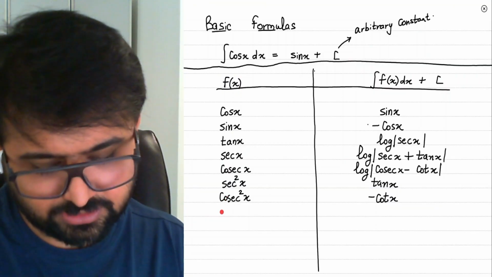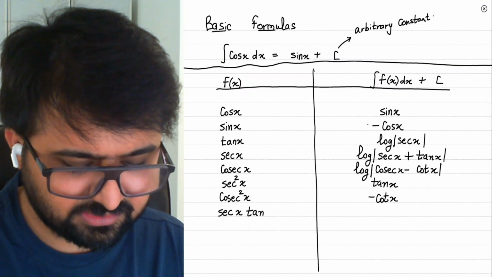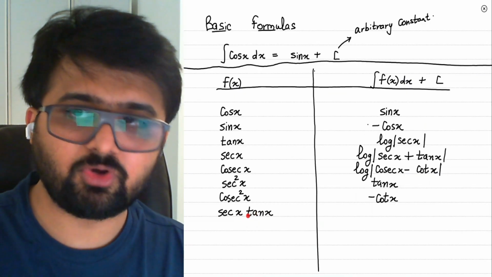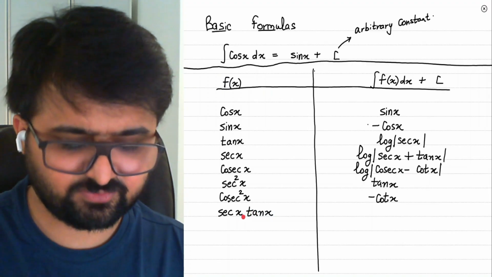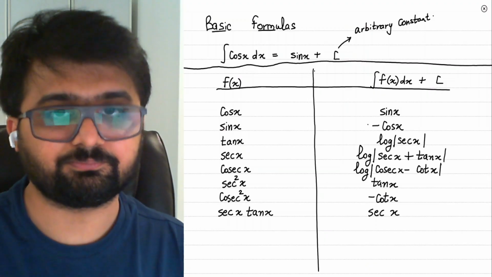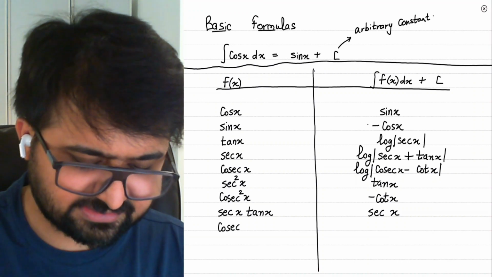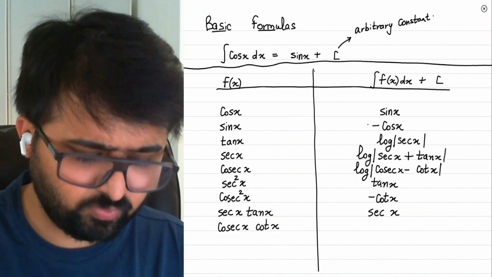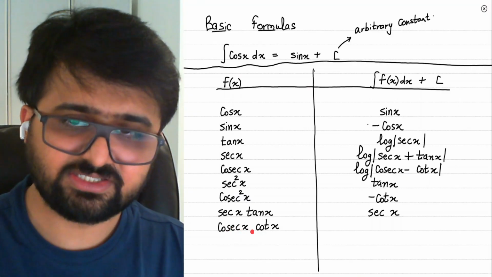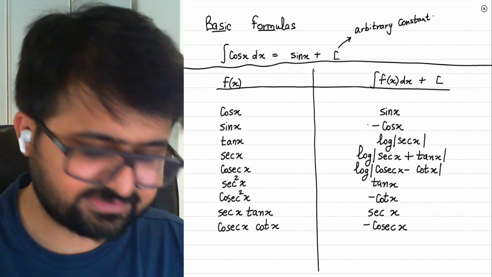There are a couple more. Integration of sec x tan x. Now, whose derivative is this? You know the derivative of sec x is sec x tan x, which is why the integral of sec x tan x is sec x. Similarly, for cosec x cot x, we know the derivative of cosec x is minus cosec x cot x, which is why the integration of cosec x cot x is minus cosec x.